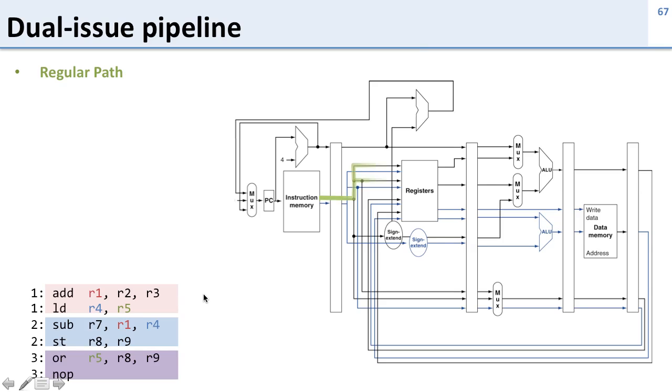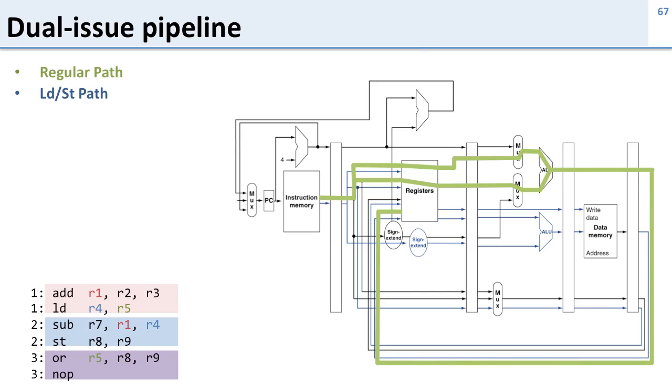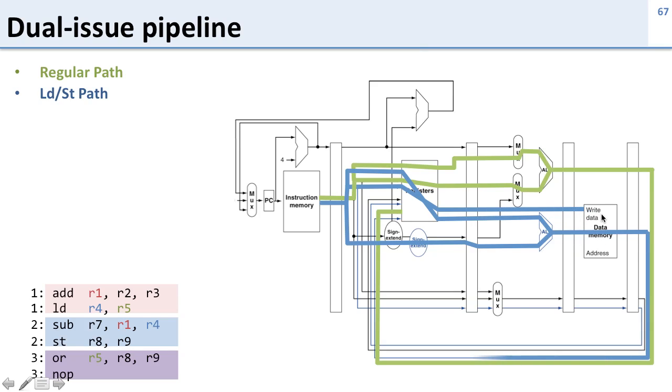So here's our regular data path. We fetch the instruction, we go through the registers, go through some muxes to the ALU, and then we go back and write into the register file. Here's our data path for doing load and store. So we're going to go through the register file, and we're going to go through the sign extension in the ALU to calculate our address and go into the data memory address. And at the same time, we're going to go through the register file to get the data we're going to write. Then we take the output and we put that back into the register file.